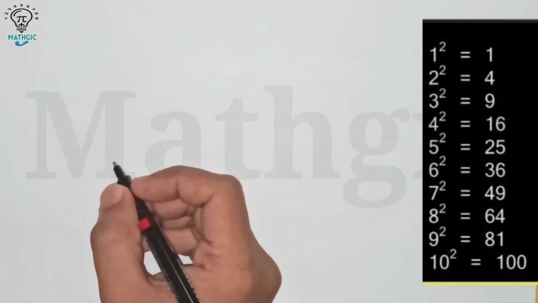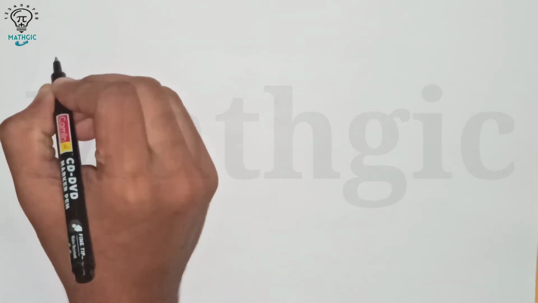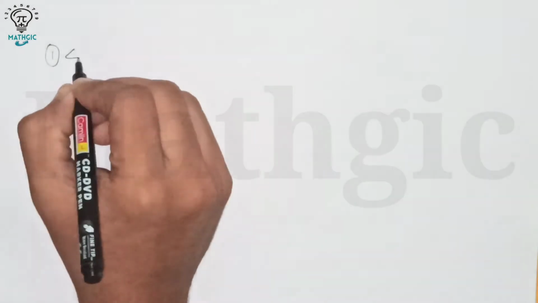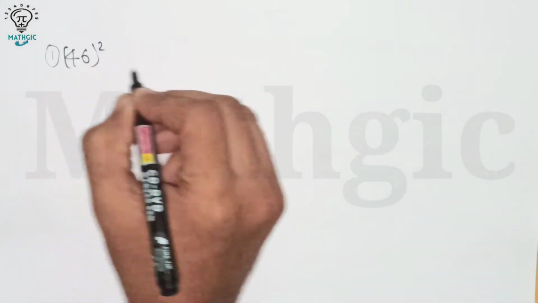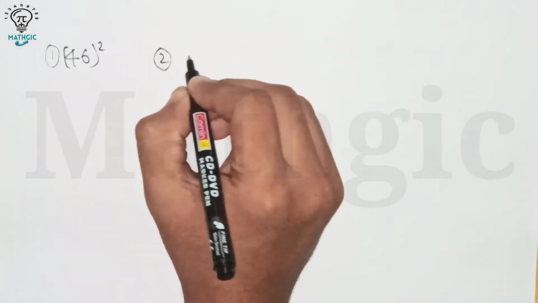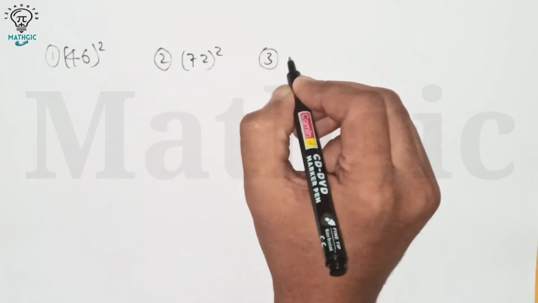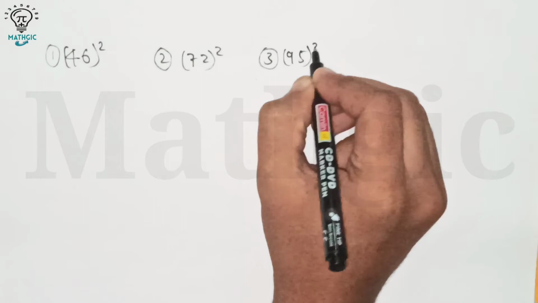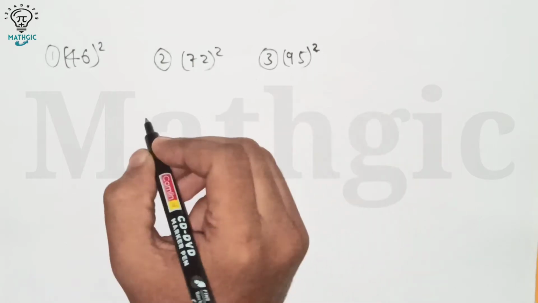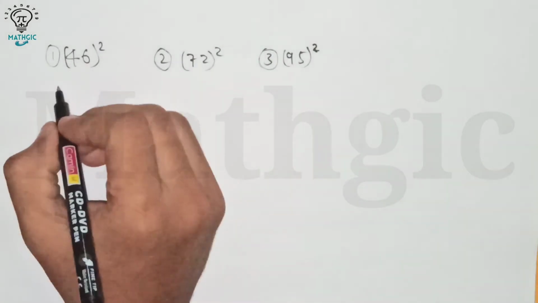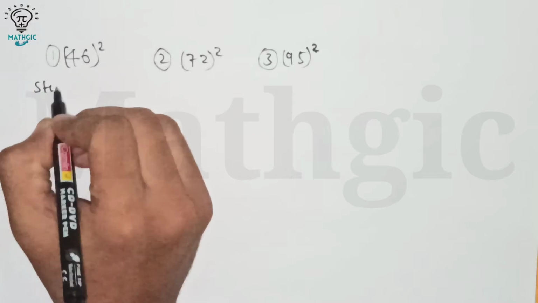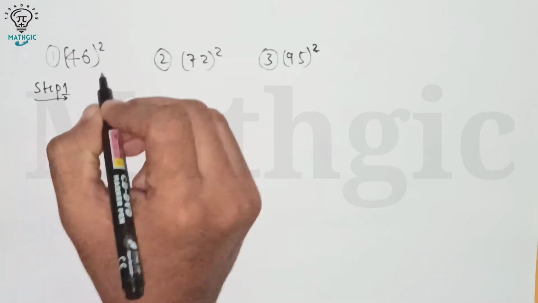So for instance, take some examples. First example is 46 square, second example is 72, and you can take any example. In the third example, 95. So we have taken these three examples. Let's see. In the first step, I have to take the square of 6 and the square of 4.